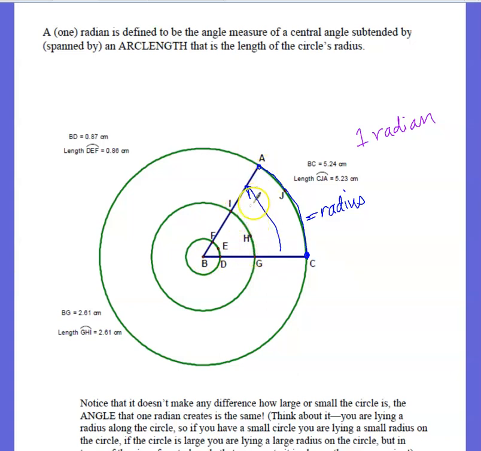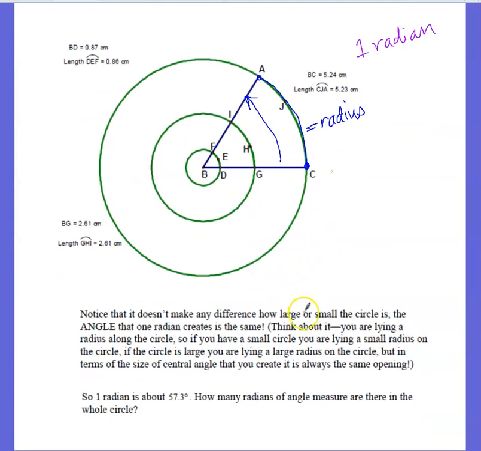So when I shrink my circle, that doesn't change the relationship. If this is open to 1 radian, then that means it's opening 1 radius length, right? So IG, this length of IG, yeah, this length is still the same as this radius, okay? So this is 1 radian. Okay, so again, we noted that it doesn't make a difference how large or how small your circle is, right? The angle that's 1 radian creates the same angle, okay? So again, you want to think of radians as being equal to an angle that opens up 1 radius length.